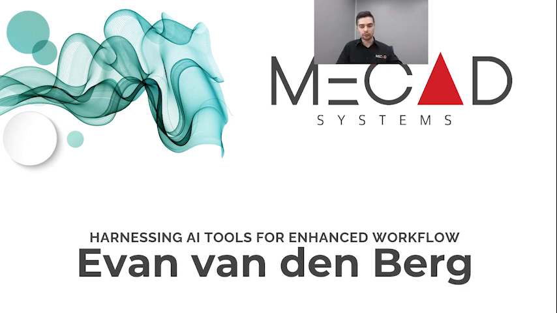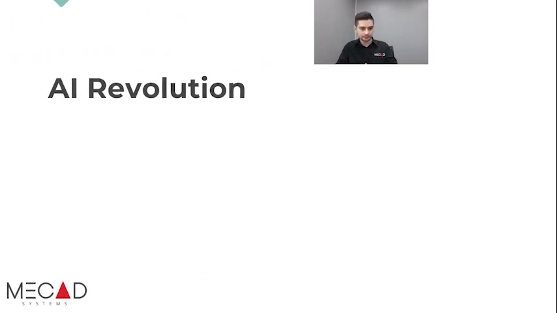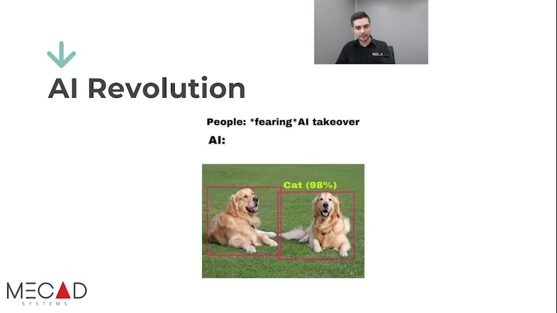Some of the AI tools being developed and coming into the 3DExperience SOLIDWORKS portfolio. So there's always been a joke around AI, and it's actually changed a little bit in the last few years. The joke's always been, people are scared that AI is going to take over, and then AI will identify 2 Labradors as cats with a 98% level of confidence. So it's always a joke in the AI system, but these kinds of jokes have actually changed.